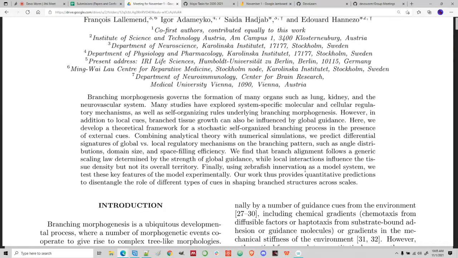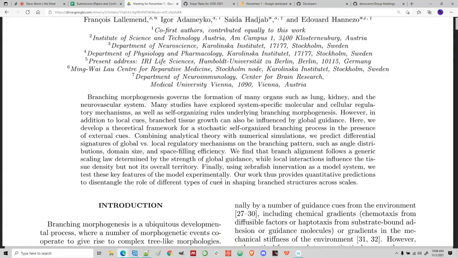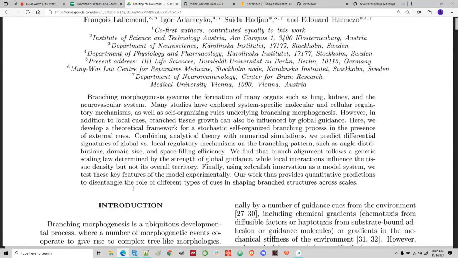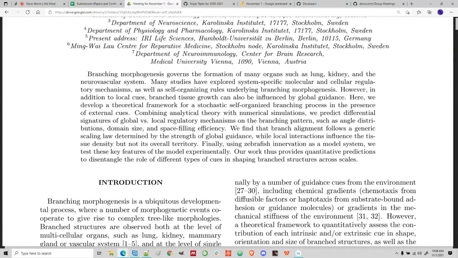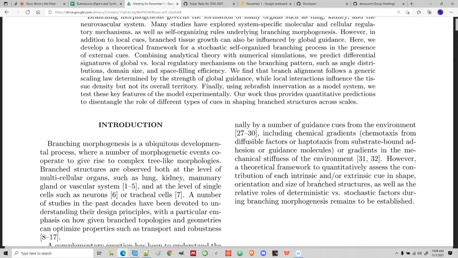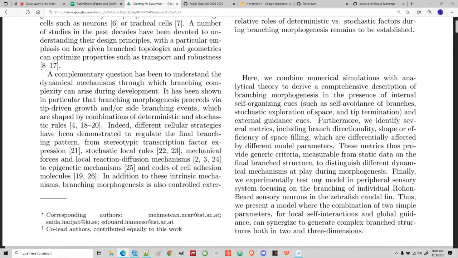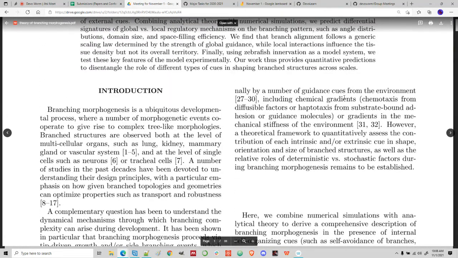Finally, using zebrafish innervation as a model system, we test these key features of the model experimentally. Our work thus provides quantitative predictions to disentangle the role of different types of cues in shaping branch structures across scales. Some of these global guidance mechanisms could be things like chemical gradients, or they could be electrical fields.